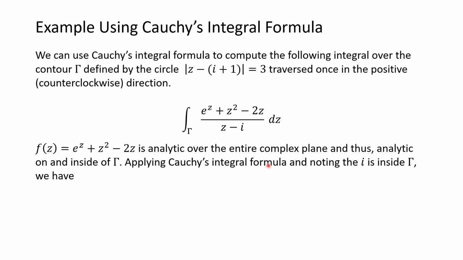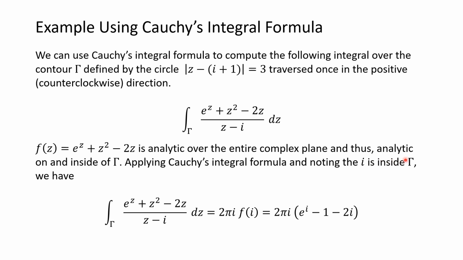And if we apply Cauchy's integral formula, noting that i is inside of our contour, I mentioned that already, we have this here. Notice I took the 1 over 2 pi i and multiplied it by both sides, so you get 2 pi i times f of i. So we just need to evaluate f at i, and we just put that in there, so we get e to the i squared is minus 1, then minus 2i, and that's our solution.